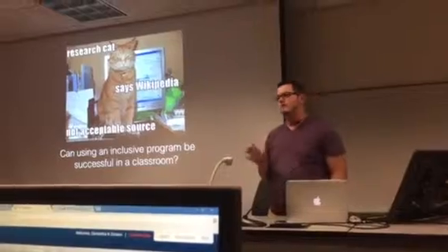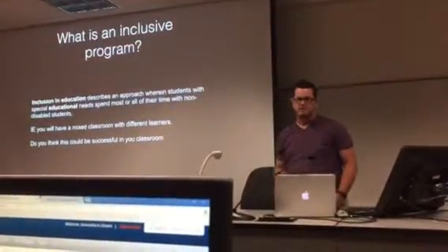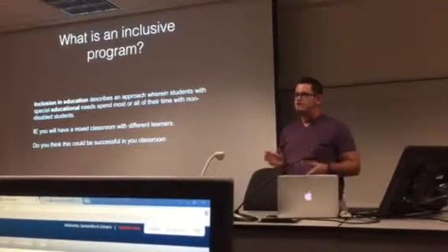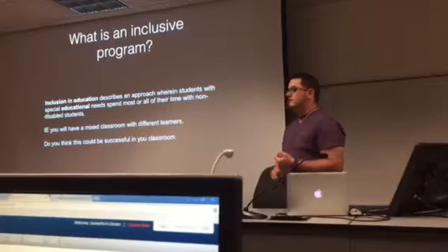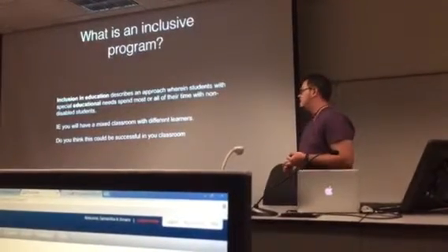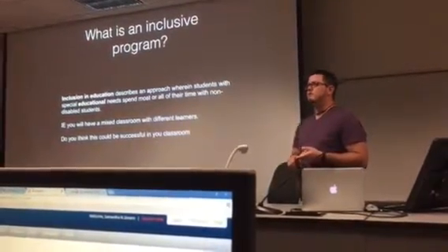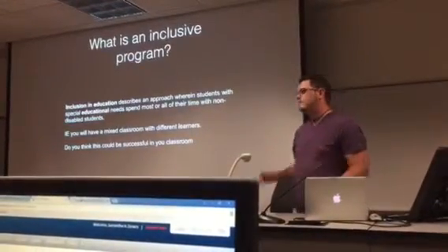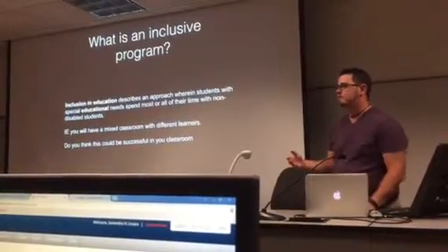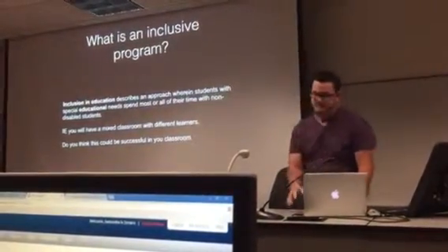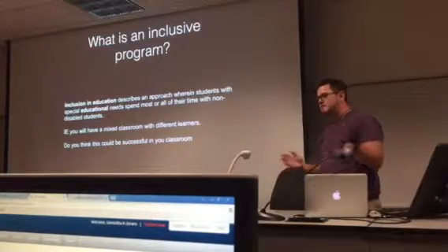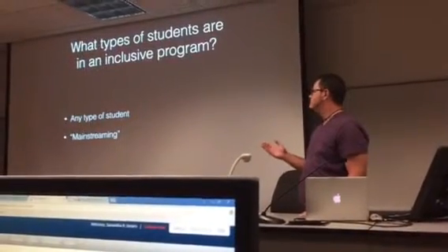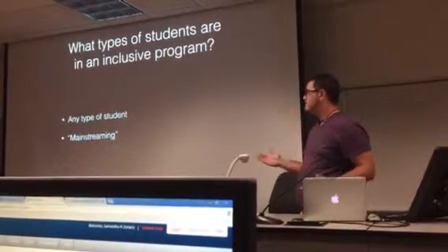All right, so inclusion in education is just adding a student with special needs for education into your classroom. Could be deaf, blind, on the autism scale, could be mentally handicapped, anything you name it, like could have 3 left feet. They'll be included into your classroom. All right? So do you think this could be successful? Obviously, I already asked that question, but what type of students are in an inclusive program? Again, any type of student.